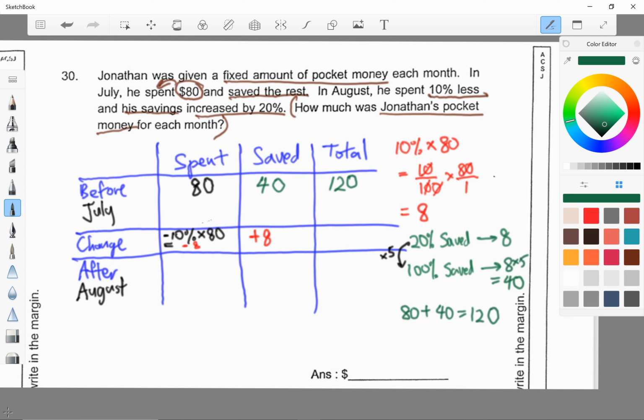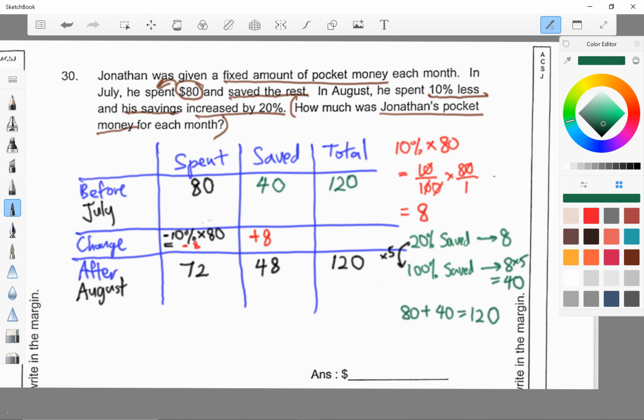Besides getting the answer, I must check my work. And how can I check my work using this ratio table? I can achieve this by filling up the after row, as in what happened after he spent 10% less and his savings increased by 20%. So 80 minus 8 is actually 72. 40 plus 8 is 48. And if I were to work out 72 plus 48, it will lead me back to 120.